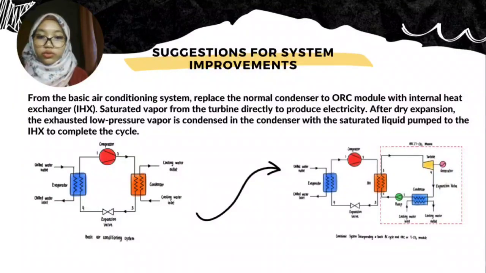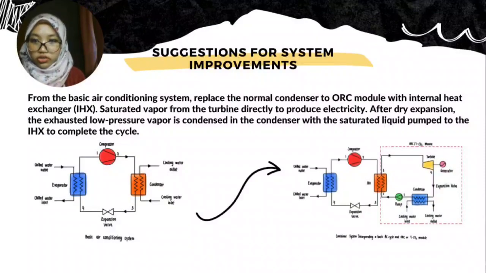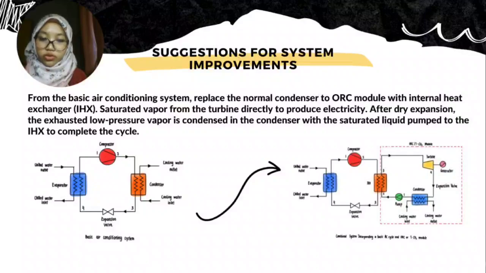From the basic air conditioning system, replace the normal condenser with an ORC module with an internal heat exchanger, IHX, with saturated vapor from the turbine used directly to produce electricity. After dry expansion, the exhausted low-pressure vapor is condensed in the condenser, with the saturated liquid pumped to the IHX to complete the cycle.